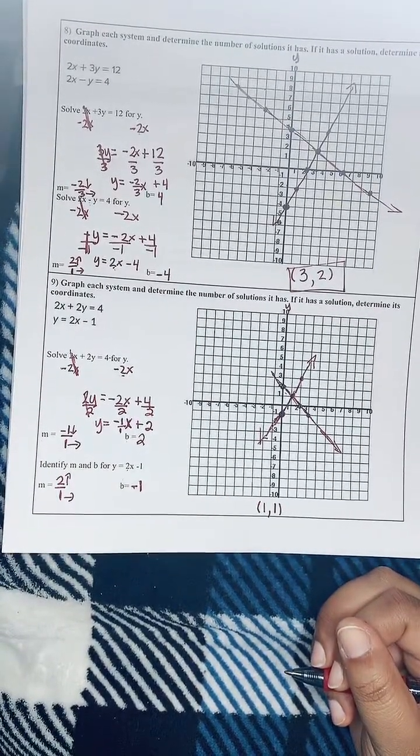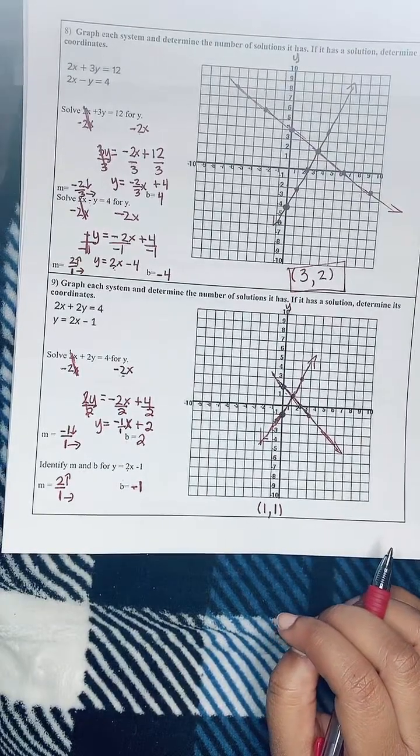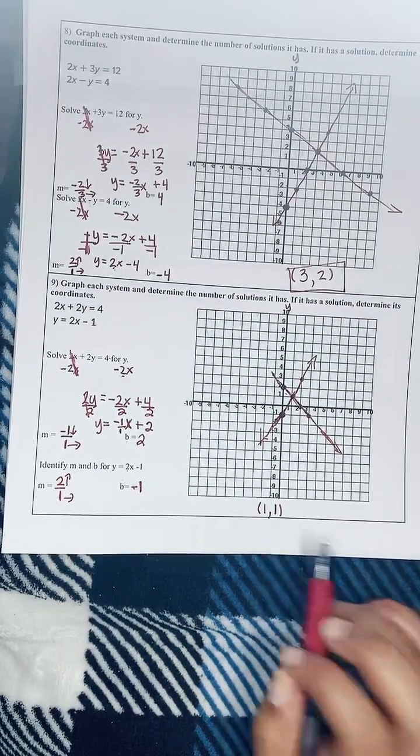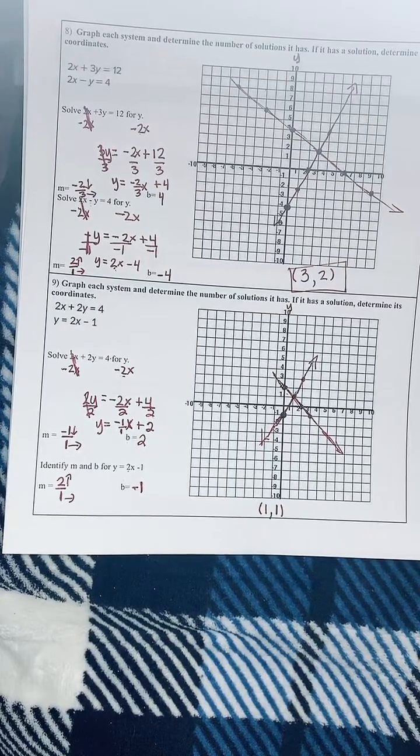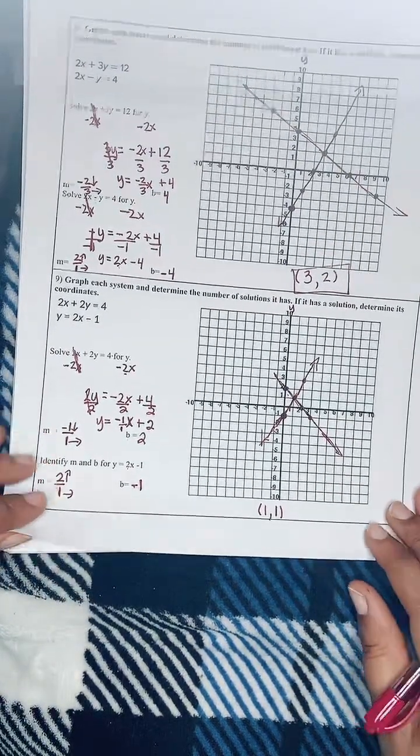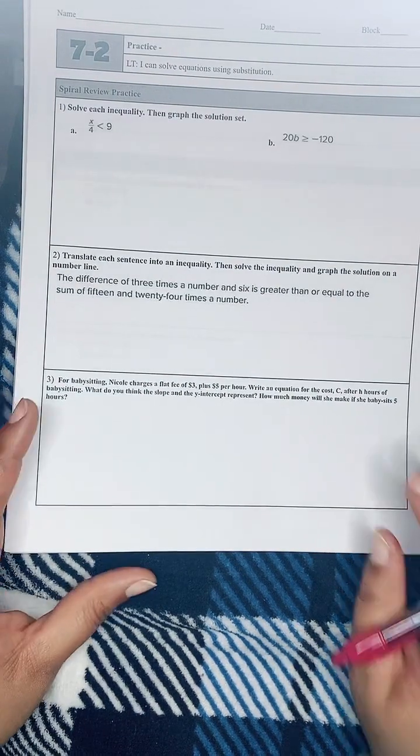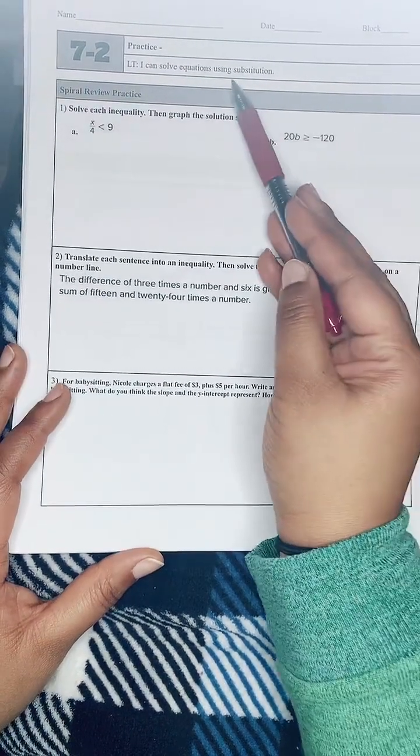Wonderful. Yes. 1-1. Love it. Yes. Good, you guys. Okay. So this is step 1, right? So now, let's get rid of that. We're done with graphing. Now let's jump into some substitution.